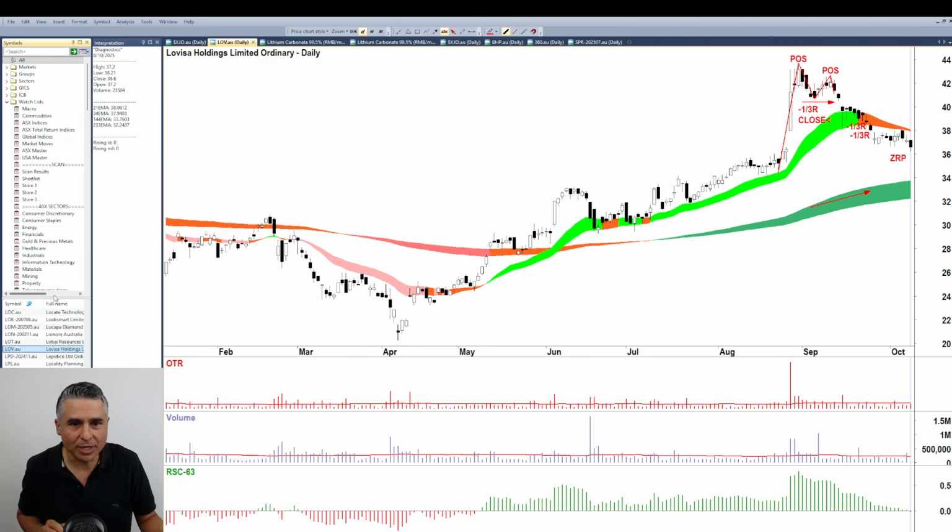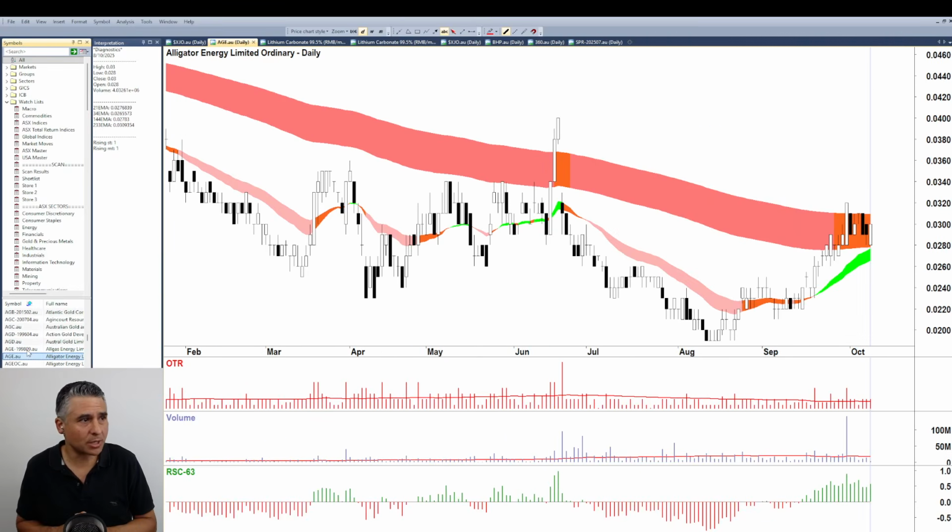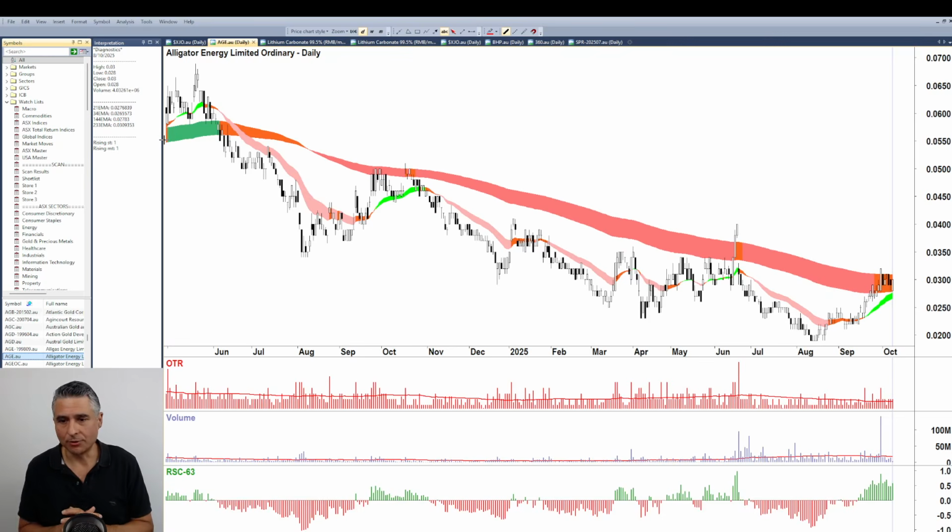Let's go to Michael looking at AGE, which is Alligator Energy, little uranium stock. Let me go back to my default zoom. It's always important we go to a default zoom before we start our next analysis, so we're looking at things on a consistent basis. Okay, what have we got here? Let's start with our trends. We've got a long-term trend that is neutral.